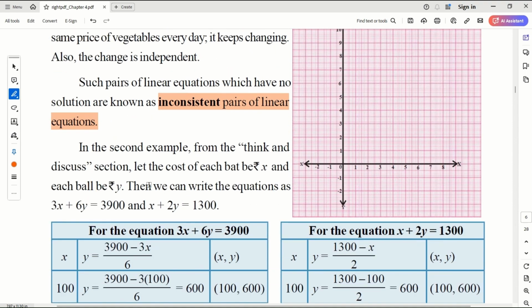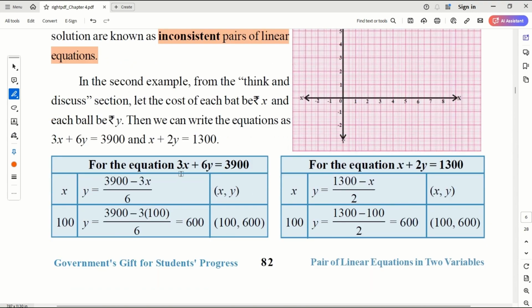Let's also check the second example from the think and discuss section. Let the cost of each bat be x and each ball be y. Then the first equation is 3x plus 6y is 3900, which is 3 bats and 6 balls. Then 1 bat and 2 balls is 1300.